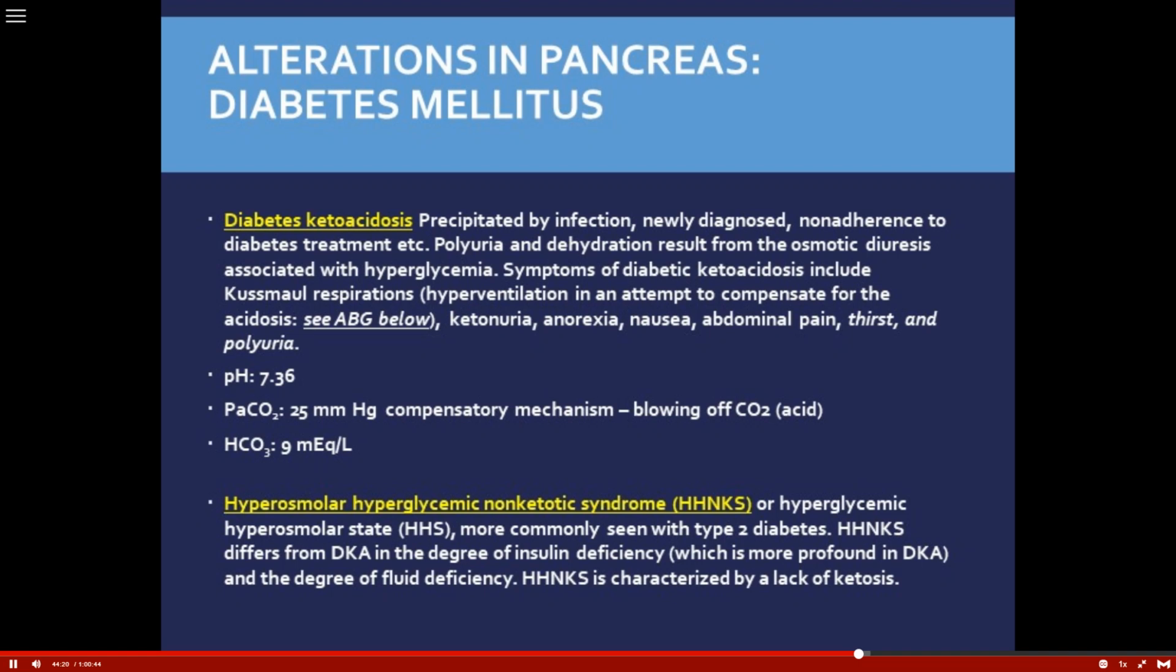We know what happens during infection, right? The body kind of goes into that fight or flight response. It needs to fight that infection. So what happens, how we fight that is an increase in glucose, right?